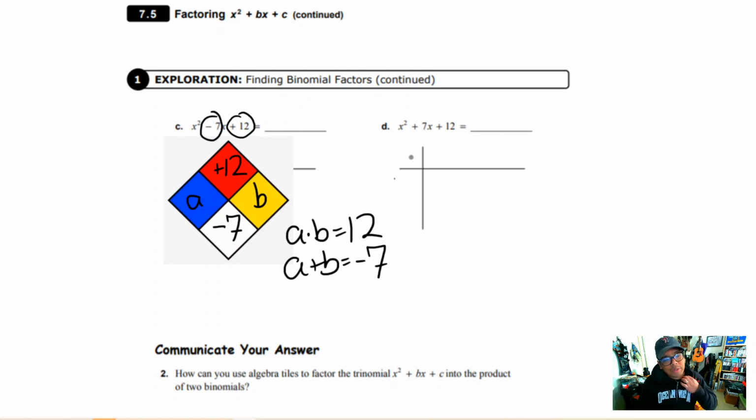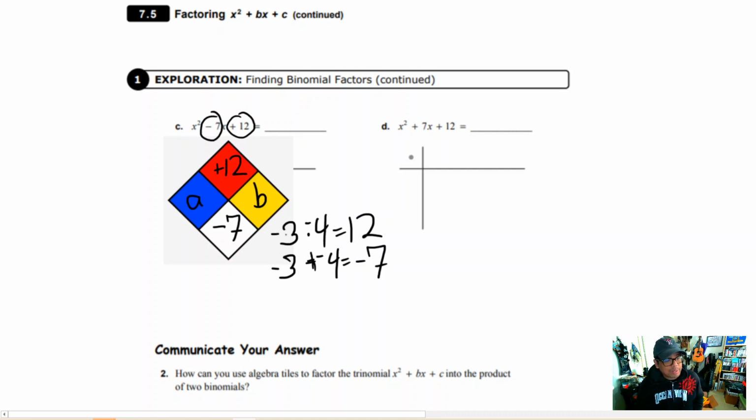So, what two numbers multiply to make 12? Well, the first ones that come to mind are 3 and 4. So let's try 3 times 4. 3 times 4 is 12, that's right. But if I do 3 plus 4, I don't get negative 7, do I? But it's close, it's positive 7. So what I should probably do is just make that negative 3 and negative 4.